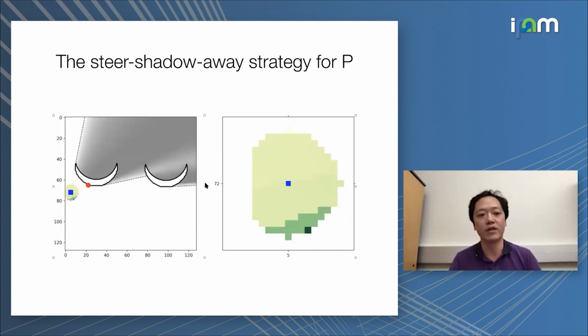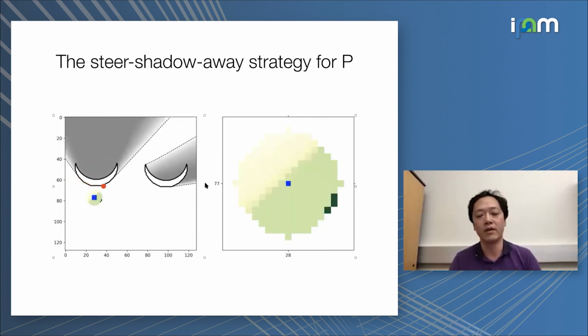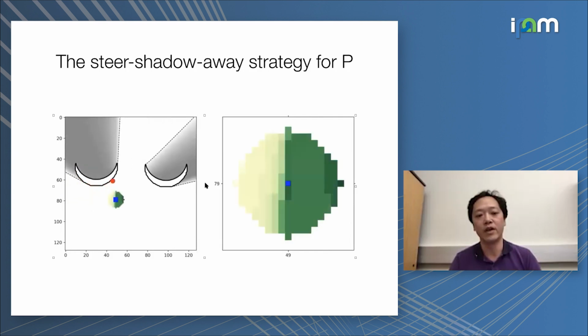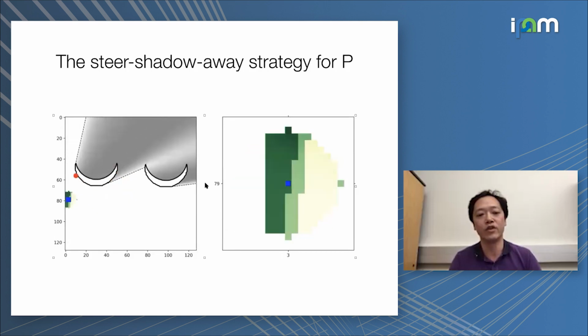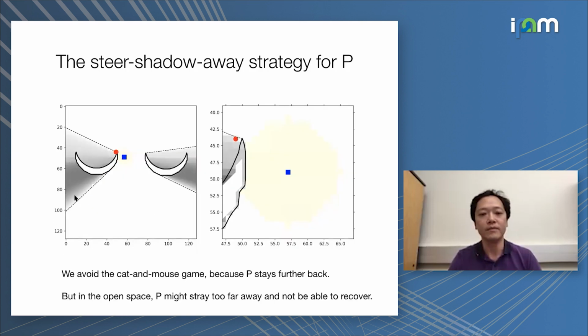It doesn't try to close in on the evader. It tries to stay a little bit away, but when you're too far away, due to the geometry, the evader can just hop in over here, and then you're over. The game is over, like that. So this avoids the cat and mouse game, but it creates some other problems.